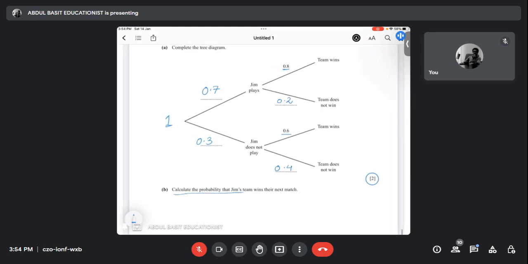Noor and Hur? Yes, sir. Okay. Now, Rida, please focus. Calculate the probability that Jim's team win their next match. Whether he is playing or not playing, they are not concerned. Agree? We have to see team wins. So it happened just because of these two. Is this clear? Yes, sir. So 0.7 times 0.8 bracket close plus 0.3 times 0.6. 7 eights are 56. So that would be 0.56 plus 0.18. Please do add them.